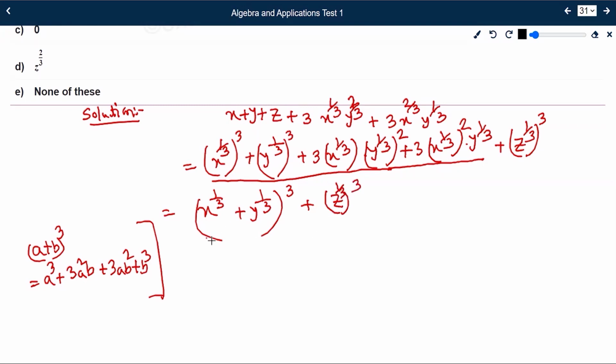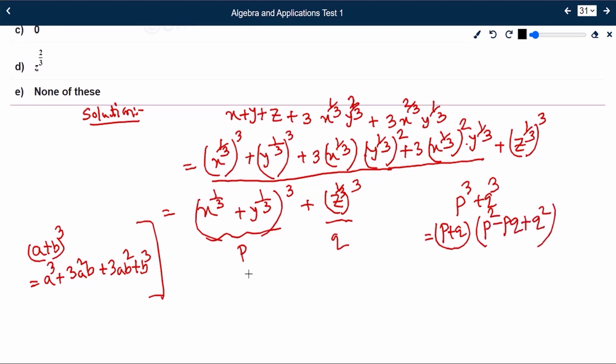Now if I assume this as p and this as q, this becomes p cube plus q cube, right? Means a cube plus b cube. So again, we have to remember the result of that identity, p cube plus q cube, that will be p plus q multiplied by p square minus pq plus q square, correct? So I will expand this in form of xyz with the help of this identity. That will be x to the power 1/3 plus y to the power 1/3 plus z to the power 1/3.